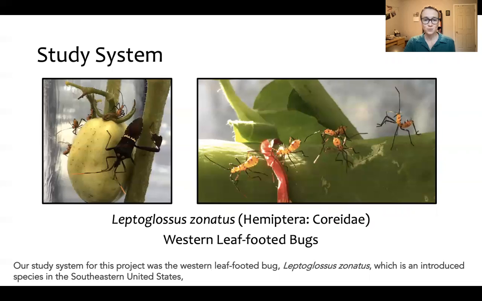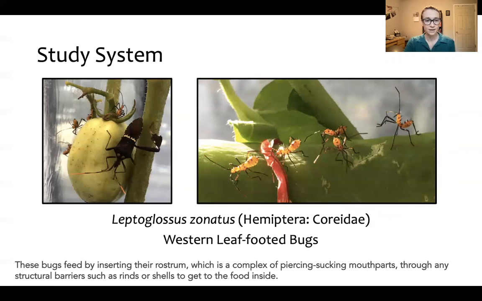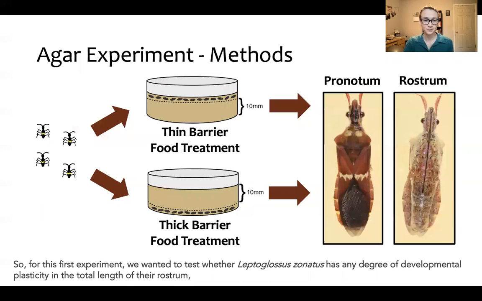Our study system for this project was the western leaf-footed bug, Leptoglossus zonatus, which is an introduced species in the southeastern United States and can be damaging to many agricultural crops, such as citrus, nuts, pomegranates, corn, and more. These bugs feed by inserting their rostrum, which is a complex of piercing, sucking mouthparts, through any structural barriers such as rinds or shells to get to the food inside.